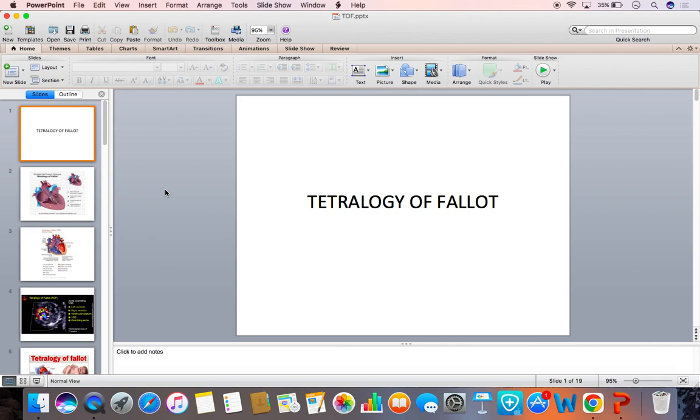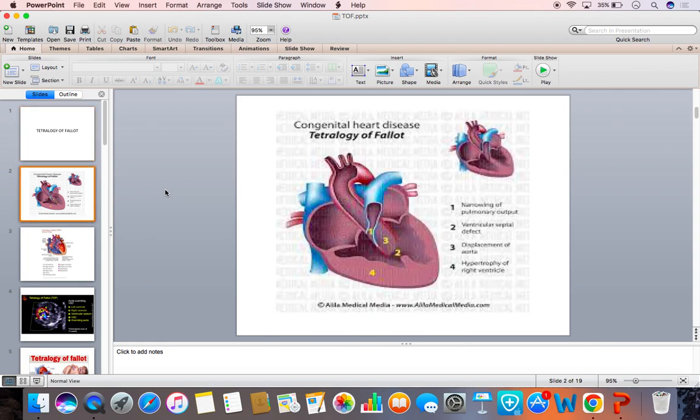Well, coming to the various pictures showing the features of tetralogy of Fallot. This is the picture showing the components of the tetralogy of Fallot. That is the infundibular stenosis, ventricular septal defect, overriding of the aorta, and right ventricular hypertrophy.